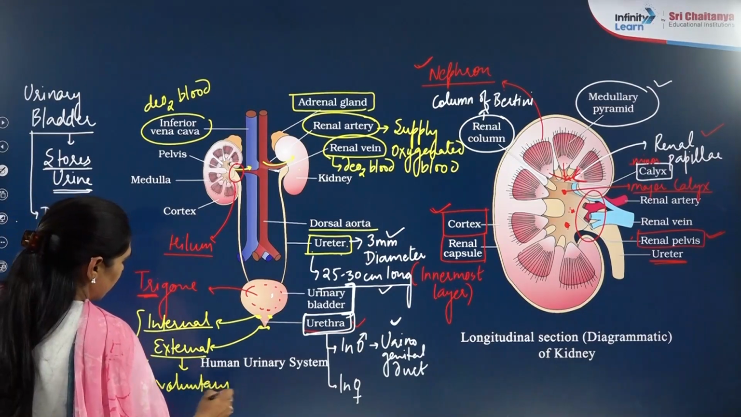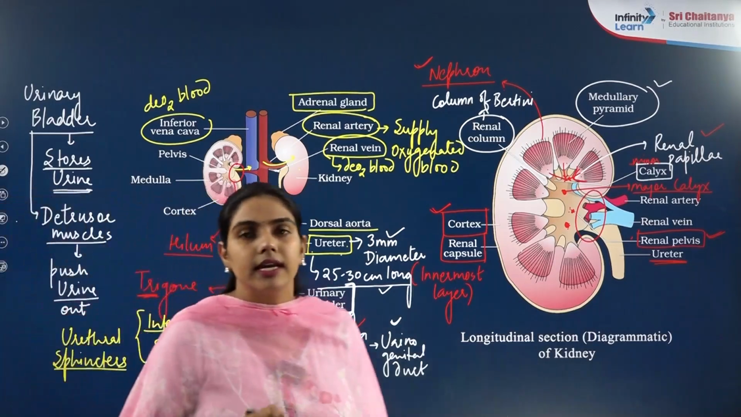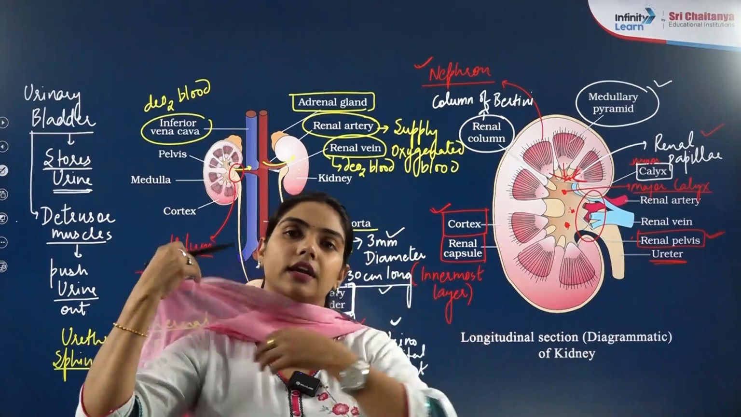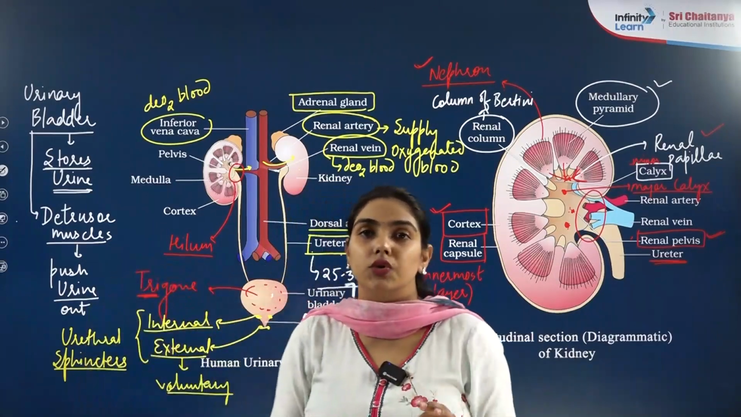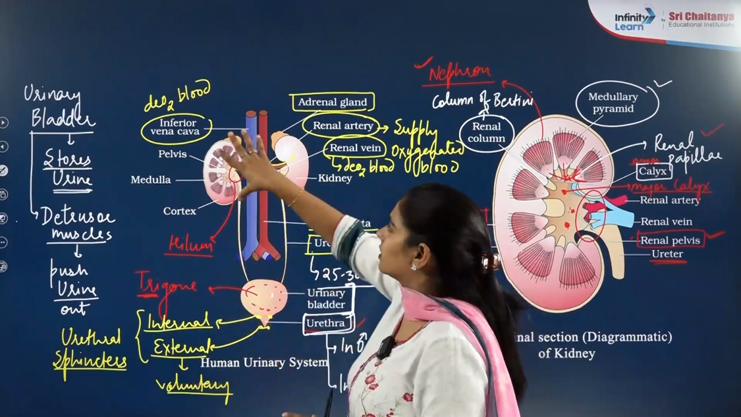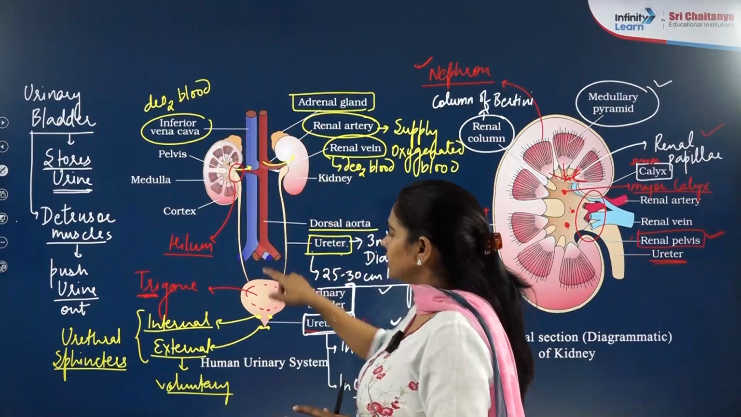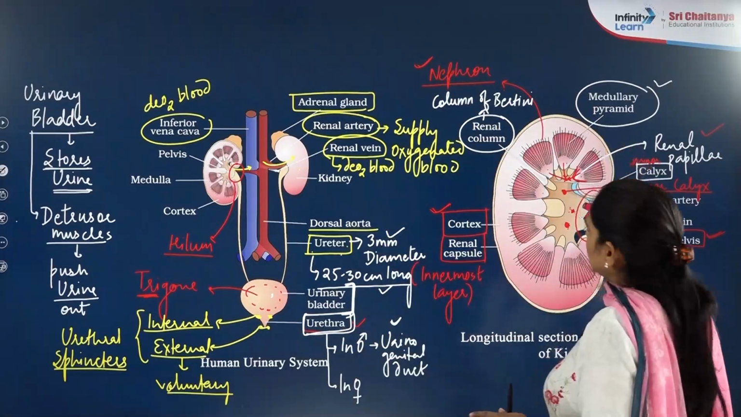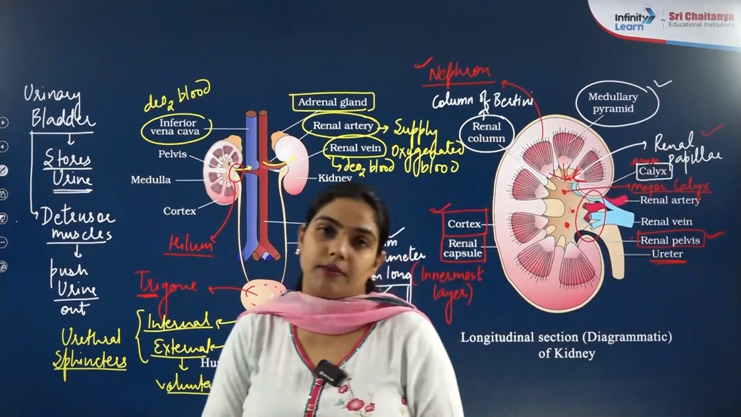Voluntary means in our will, right? It is in our control. So there are two sphincters, internal and external urethral sphincters in the urethra. So we have understood everything: kidneys, ureters, urinary bladder and urethra. And also we have understood the internal structure of the kidney.